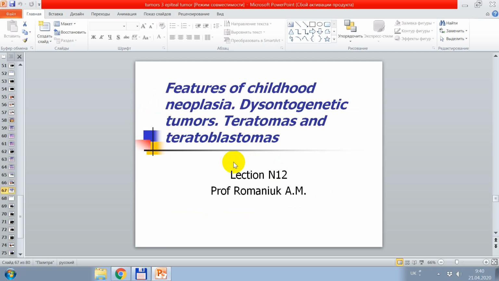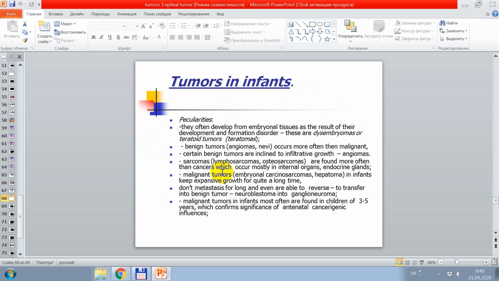Next part of our lecture features childhood neoplasia: dysontogenic tumors, teratomas, and teratoblastomas. Tumors in infants: peculiarities. They often develop from embryonal tissues as a result of development and formation disorder. These are dysembryoma or teratoid tumors, teratomas. Benign tumors, angiomas, aneurysms, occur more often than malignant.